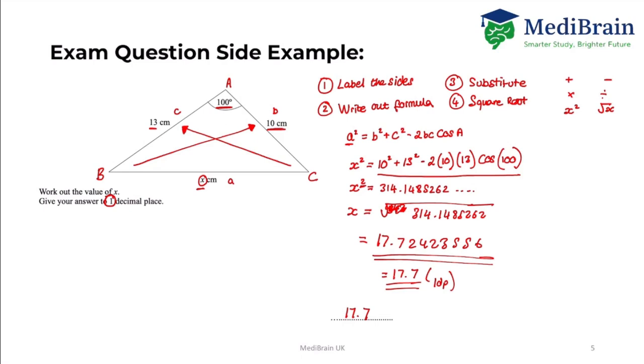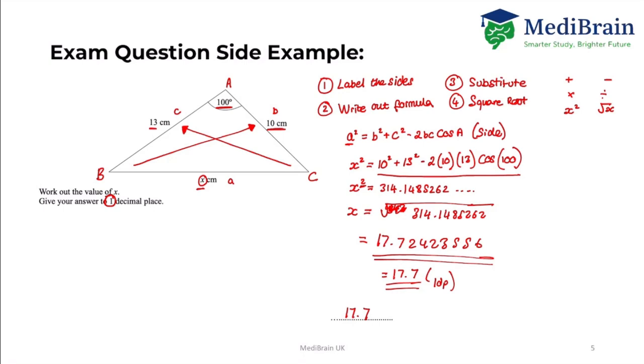So step one is label the sides. The side with the x has to be labeled as A, and then B and C can be labeled in any order. Second step, you write down the formula: A squared equals B squared plus C squared minus 2BC cos A. The reason we're using that formula is because we are working out the length of a side.